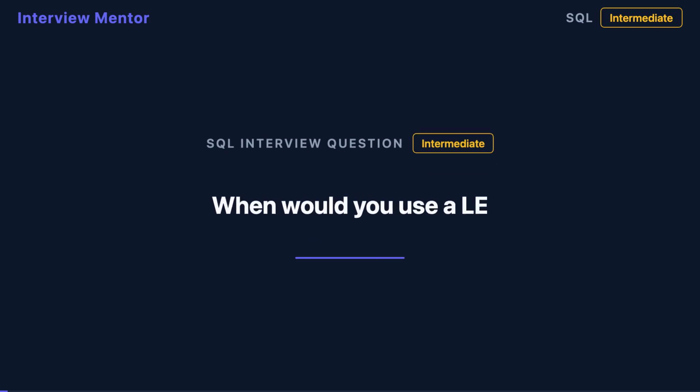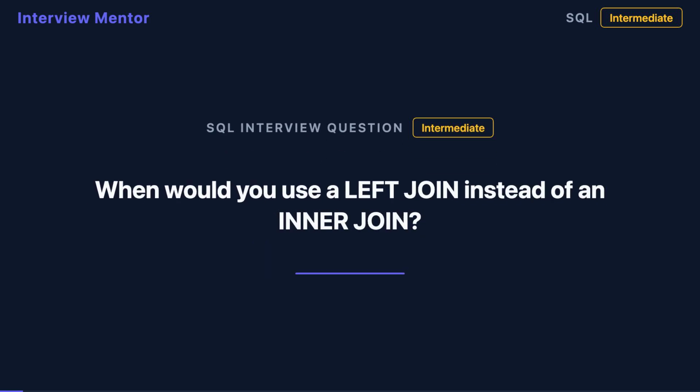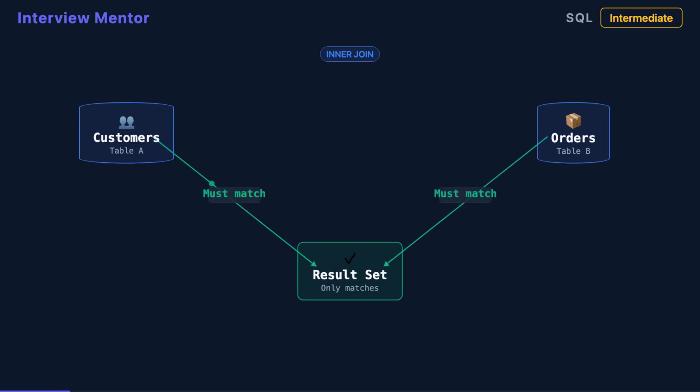Here's a mistake that trips up developers all the time: using inner join when they actually need a left join and losing critical data in the process. Inner join is the strictest type of join. It only returns rows where a match exists in both tables. If a customer has no orders, that customer disappears from your results entirely. Think of it as an intersection, only the overlap survives.